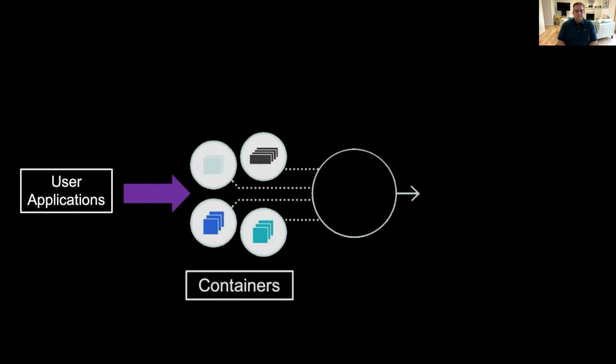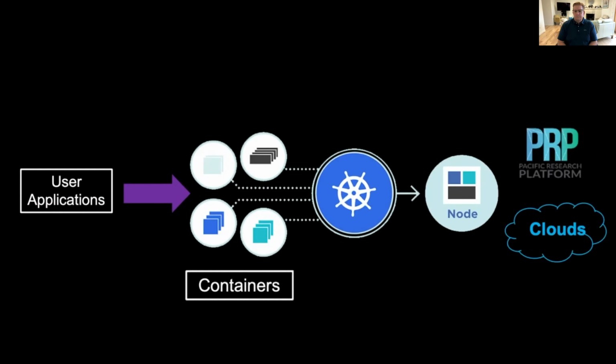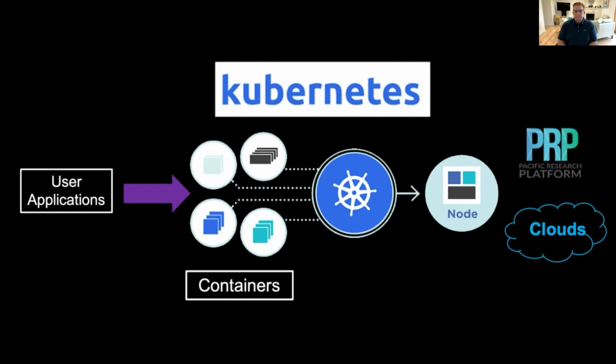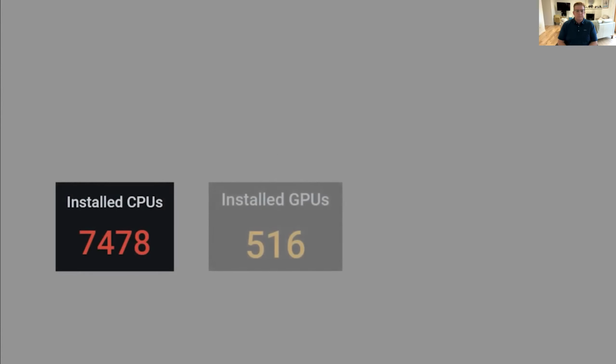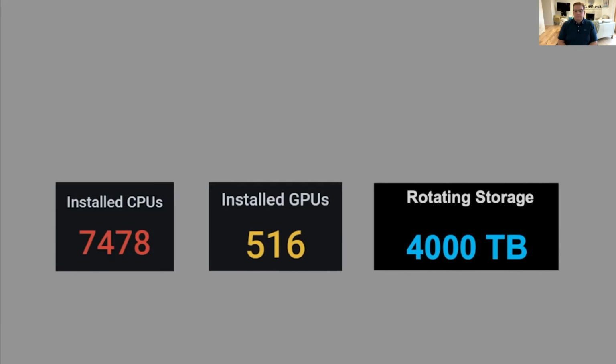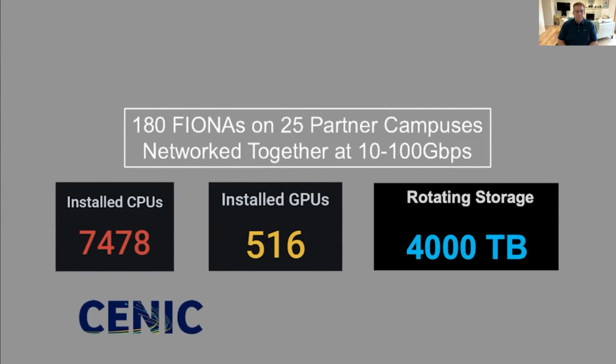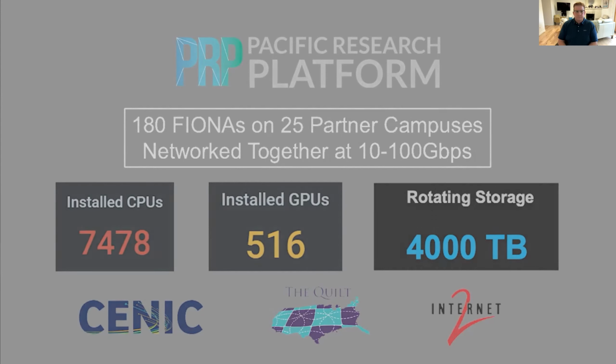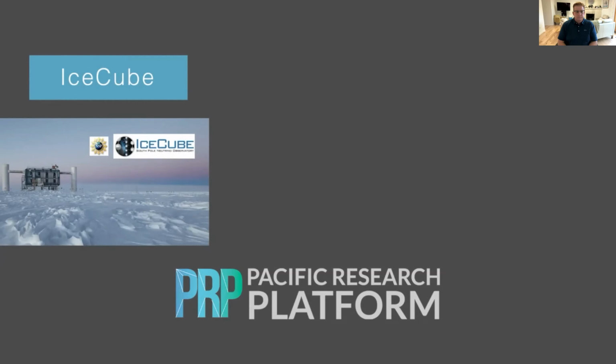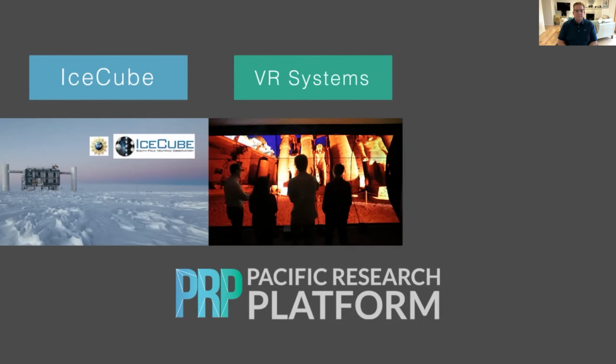Pacific Research Platform users place their application in software containers, and then the PRP uses Google's open source Kubernetes to orchestrate the movement of these containers across the distributed PRP system or into commercial clouds. Because of PRP's aggressive containerization and high-speed networking strategy, to the user, the PRP's over 7,000 CPU cores, 500 GPUs, and 4,000 terabyte storage appear to be in the same room, while being interconnected by CENIC, the Quilt, and Internet2. The PRP is uniquely designed for working with multi-campus science teams from a wide range of application disciplines.